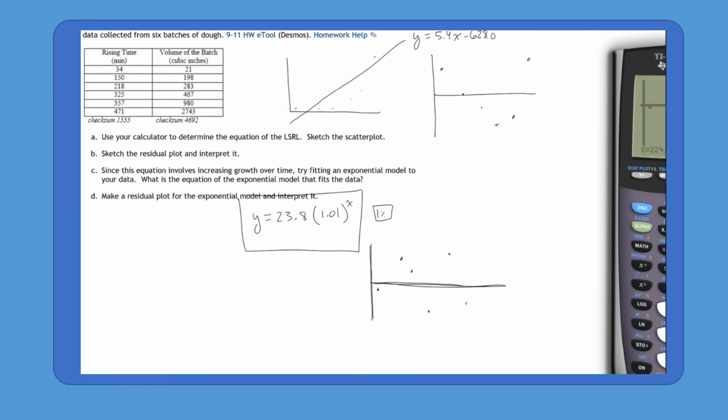Anyways, that's a very long explanation for this problem. I wanted to do this one thoroughly with you because we're pivoting, and now we're looking not just at least squares regression lines, but also perhaps at some exponential models.